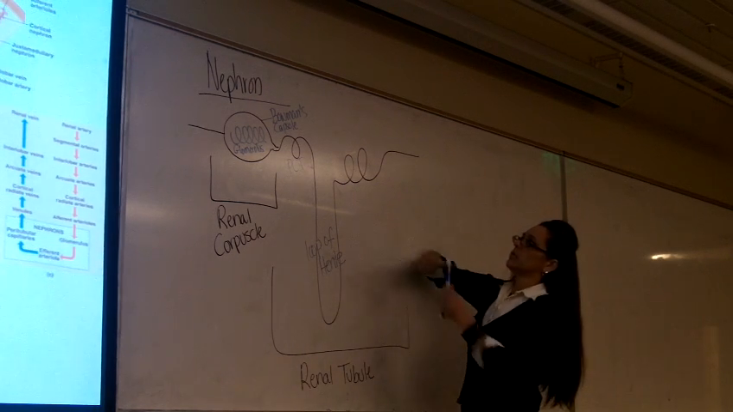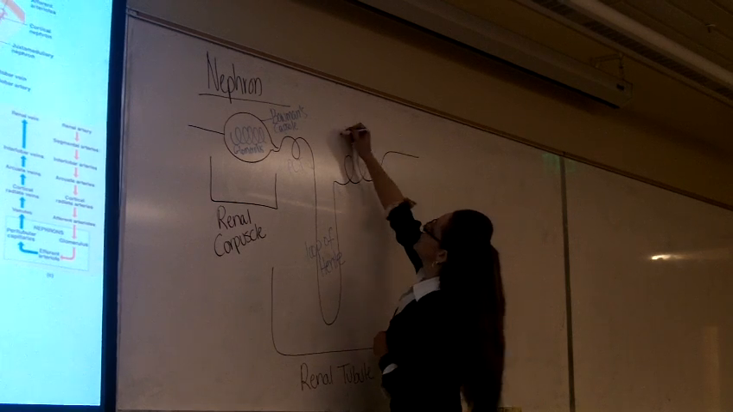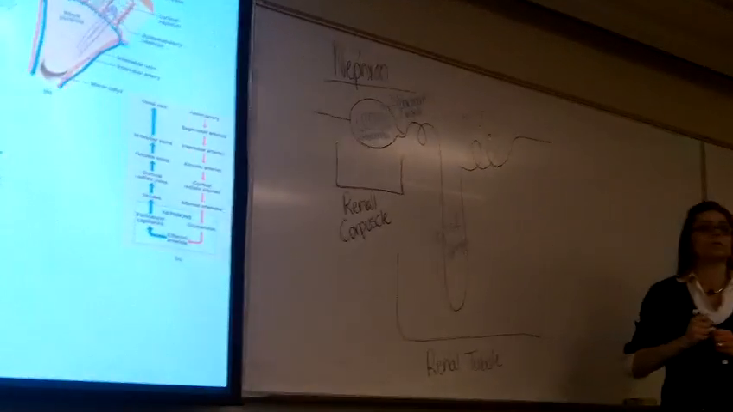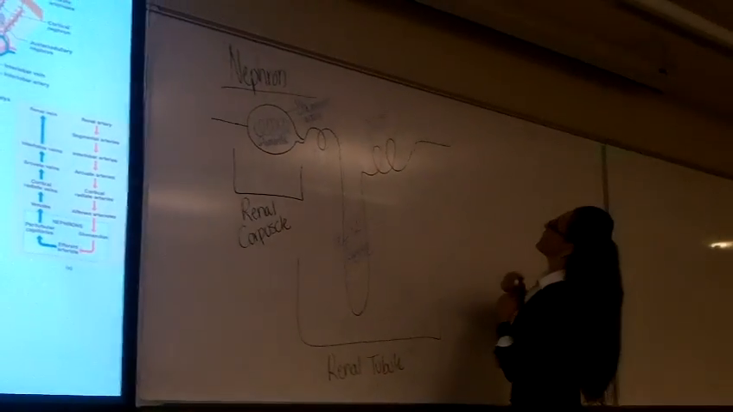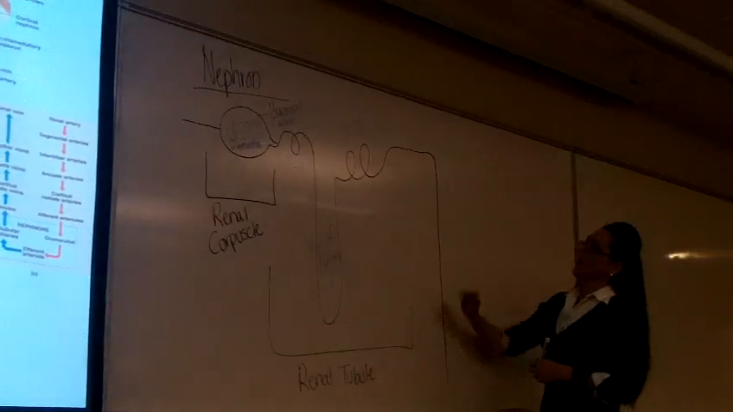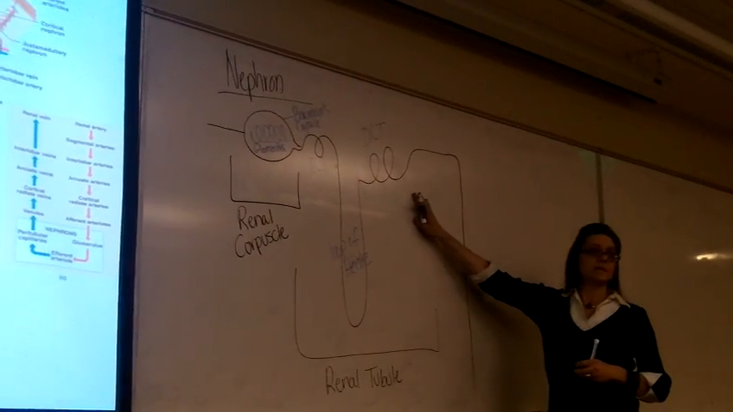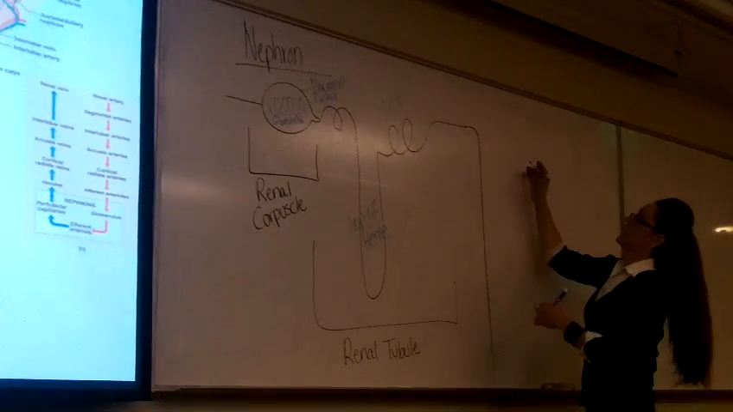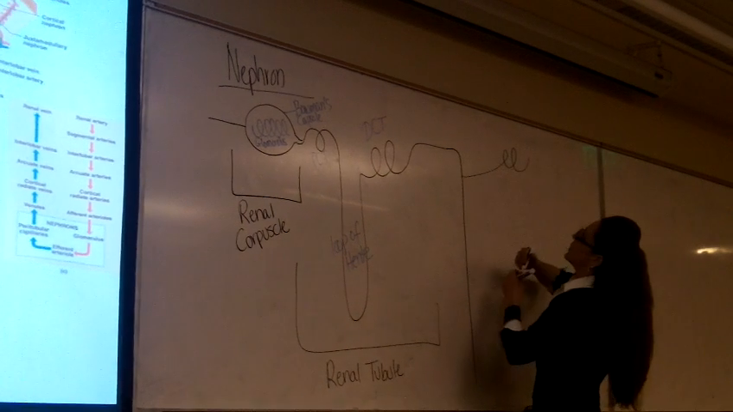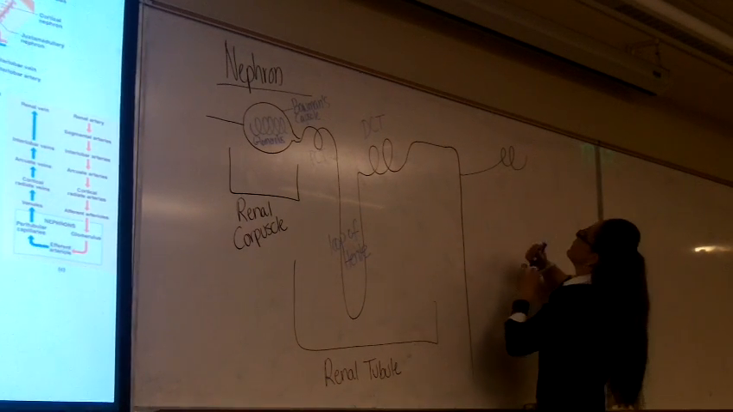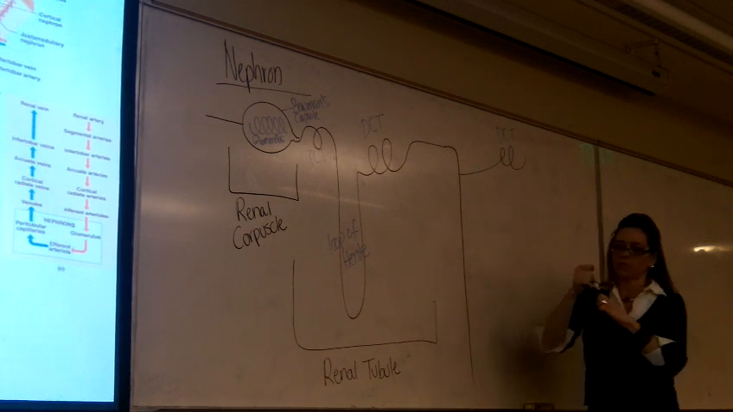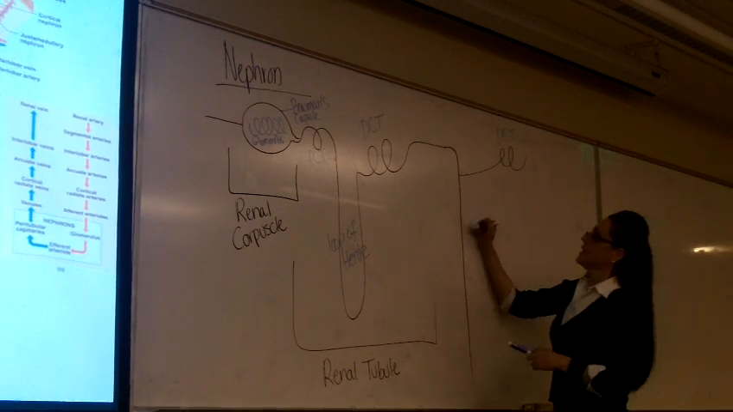And then we go into the DCT, the distal convoluted tubule. And then we're going to have different DCTs from different nephrons. So I'll just put one over here. They're all going to converge and drain into a collecting duct.